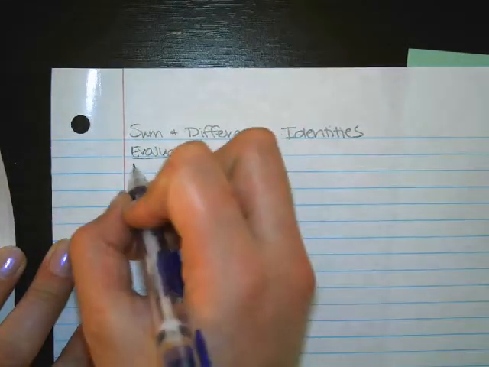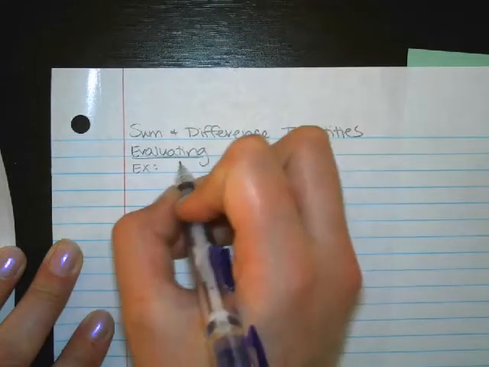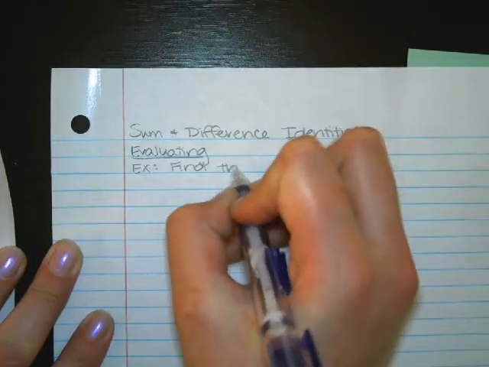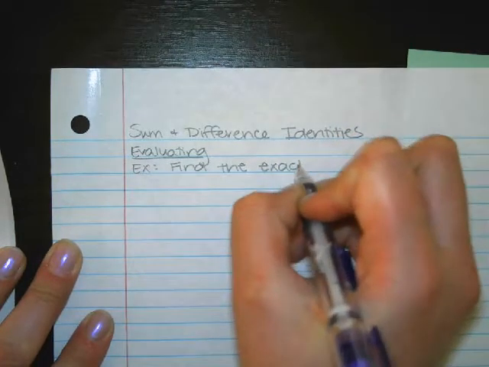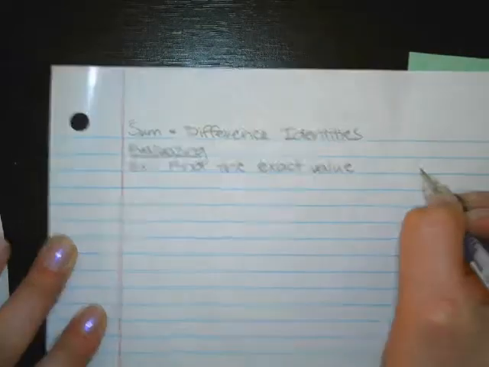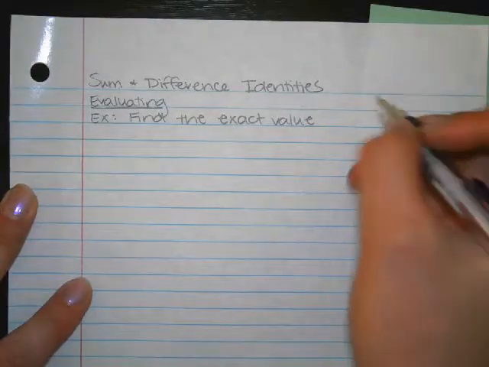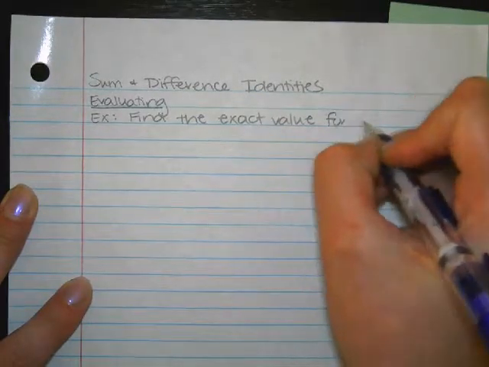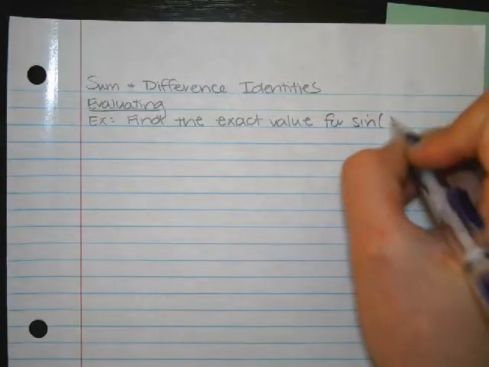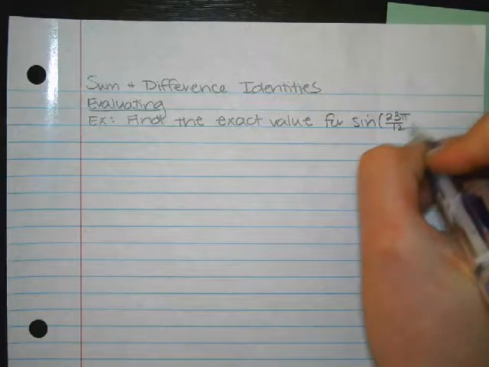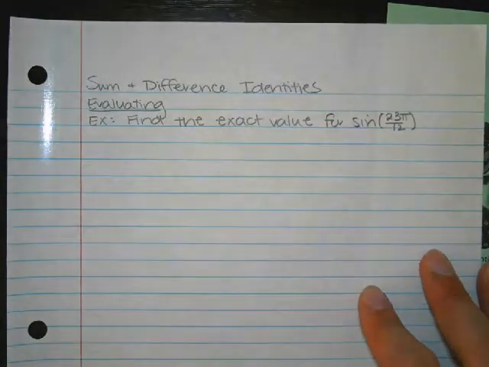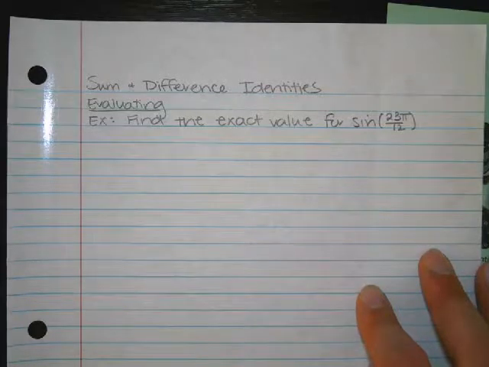All right, so the first example is to find the exact value for sine of 23 pi 12ths. I should have told you to grab one already, but I didn't think about it. You do need a calculator.